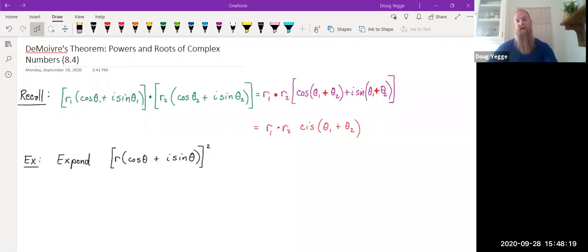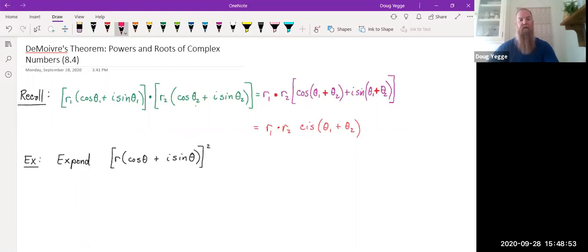Recall that we learned a short method of multiplying together two complex numbers. Anytime we had complex numbers in trigonometric form, we simply multiplied together the radii, and then we took the sum of the two angles. Well, considering exponentiation, the process of applying exponents to a number, is really just expanded multiplication, then there should be some similarity between multiplying and raising to powers.